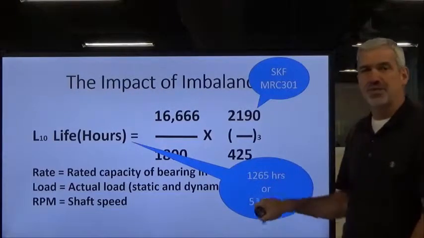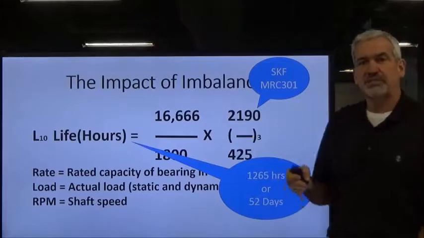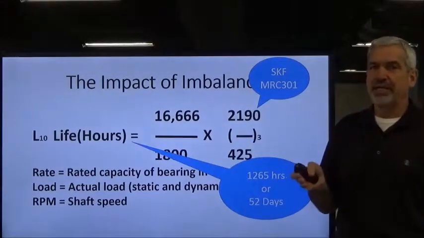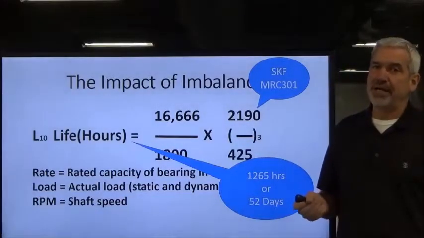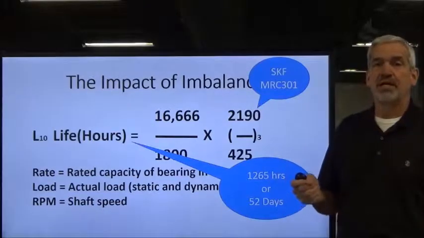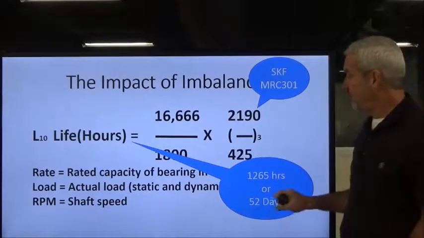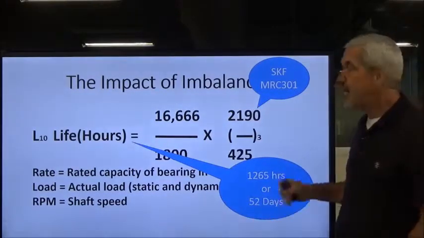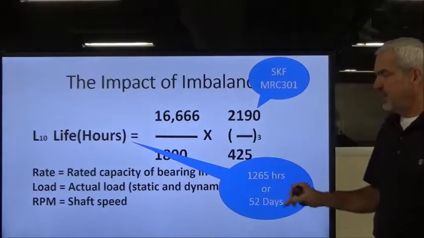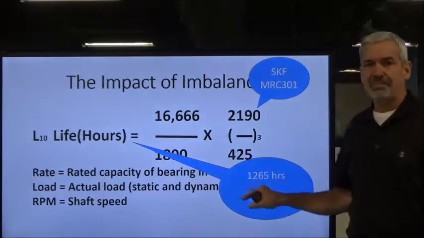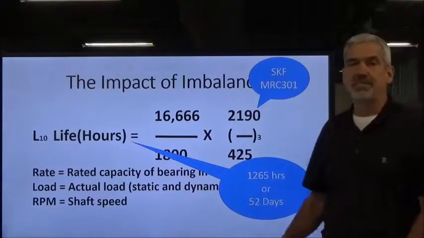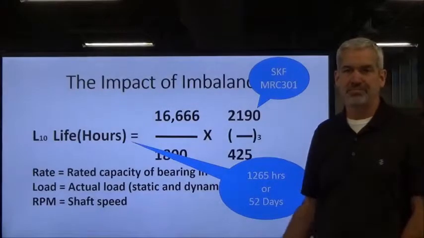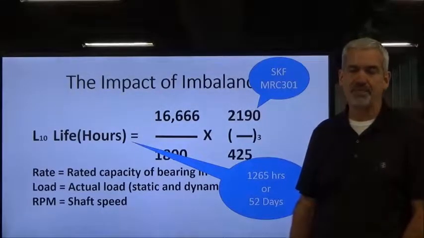That's not quite 2 months. So as a result of that imbalance, we have really cut the life expectancy of that bearing, or those bearings I should say, down from about 3.25 years to less than 2 months. Okay? So what this means is that we're not going to have a very reliable machine very long. We're going to be changing these bearings roughly every 2 months, okay? A little bit less than that.